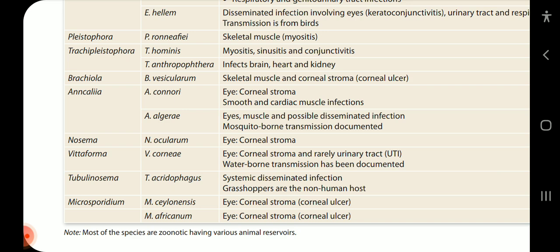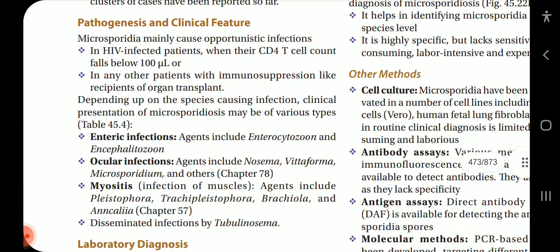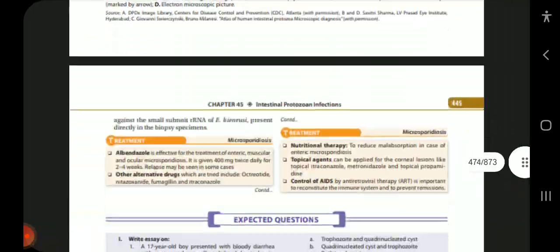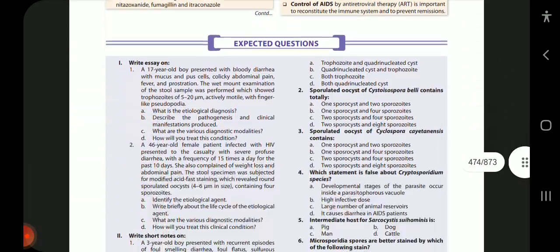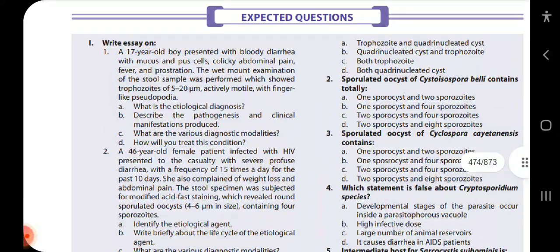And last category, Microsporidium. M. ceylonensis is there, which can cause corneal stroma, corneal ulcer of the eye. And M. africanum, it can also cause the corneal stroma of the eye. Most of the species are zoonotic, having various animal reservoirs. Okay, so this completes our intestinal protozoan infections. Let us come to the questions.